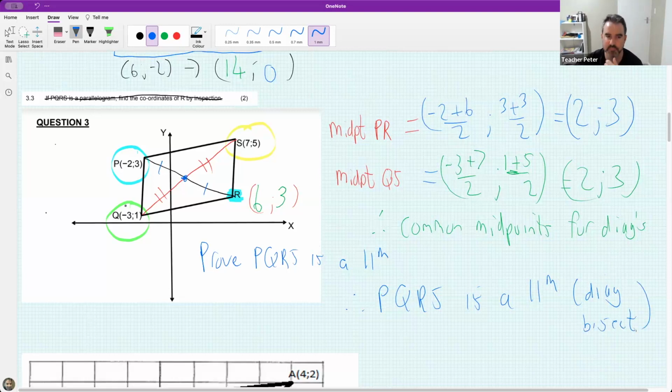We can just say because the diagonals bisect. That's it. Now, is it wrong to use the distance formula or to use gradients? No, it just takes longer. And I obviously try to teach you the quickest way so that you have extra time for other subjects, or other areas.